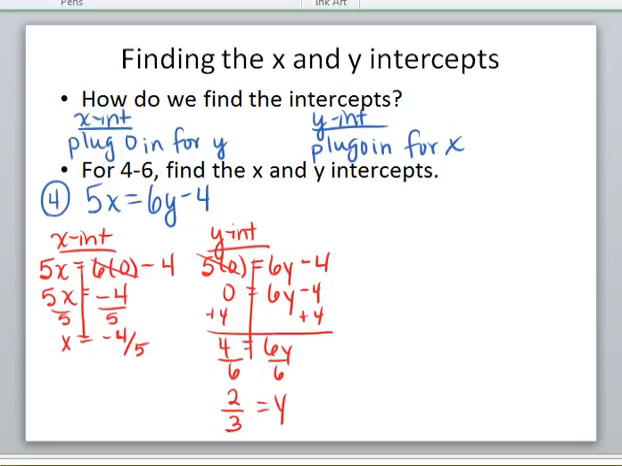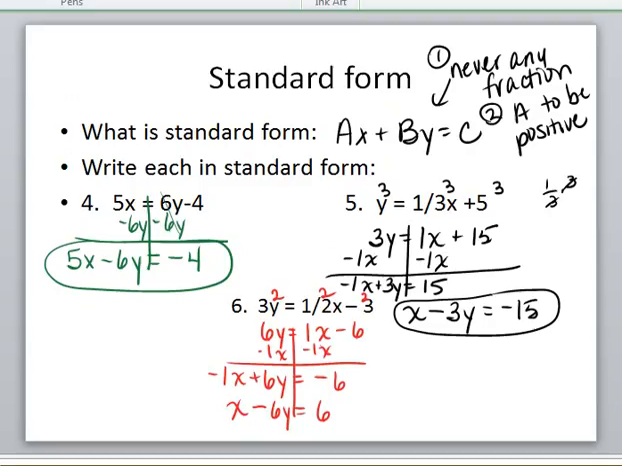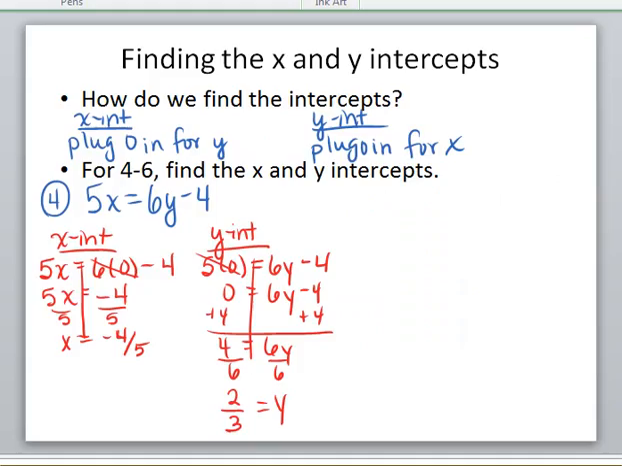On this next portion, I am going to go back to number 5, and to show that things are easier to use with the standard form once you've changed it, rather than finding x, y intercepts. I will go ahead and use the standard form version of this, x minus 3y equals 15. On number 5, it was x minus 3y equals negative 15. And I'm going to find the x and y intercepts for this.